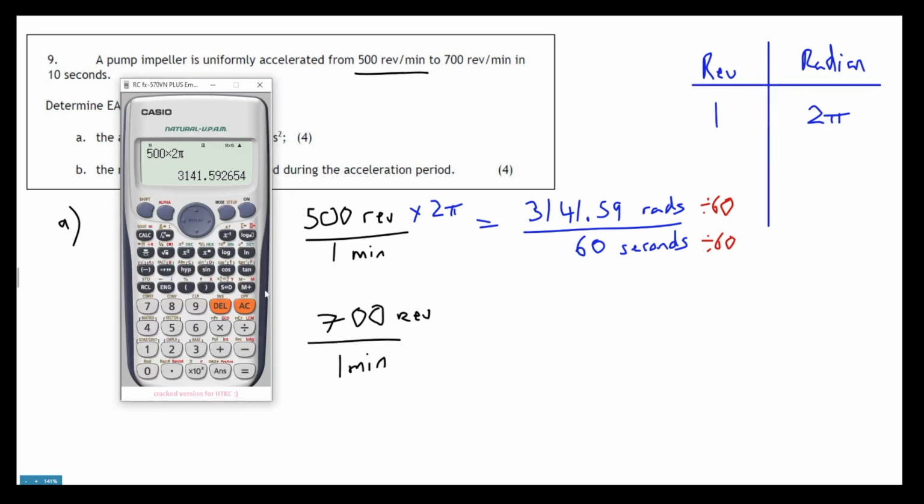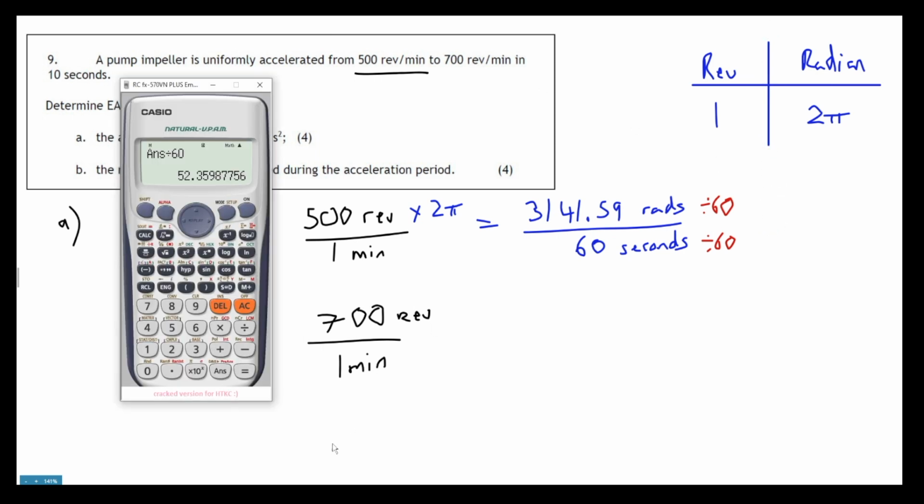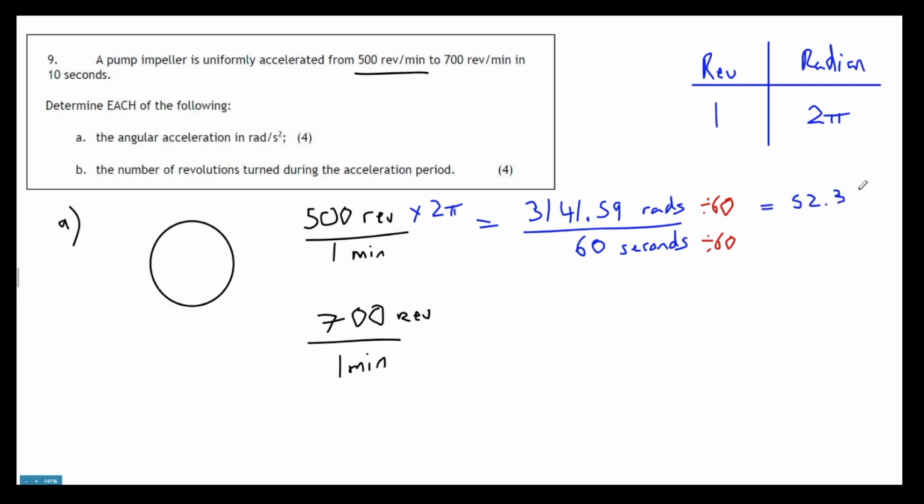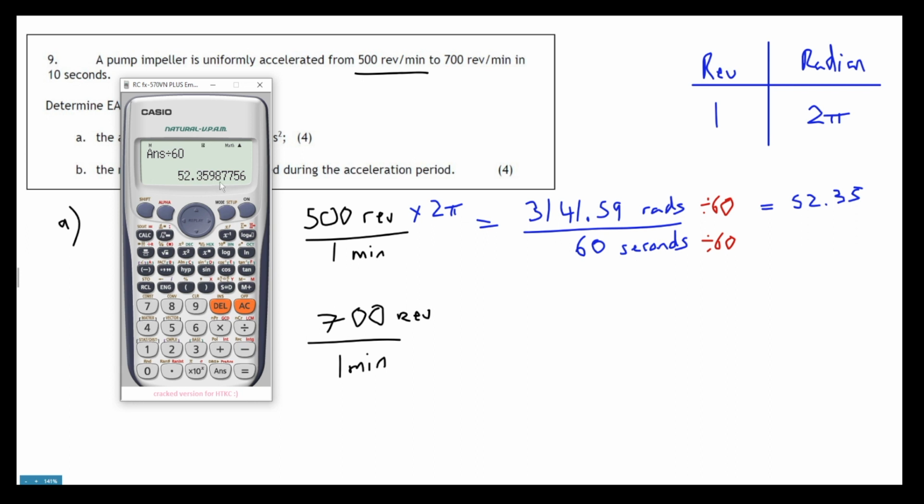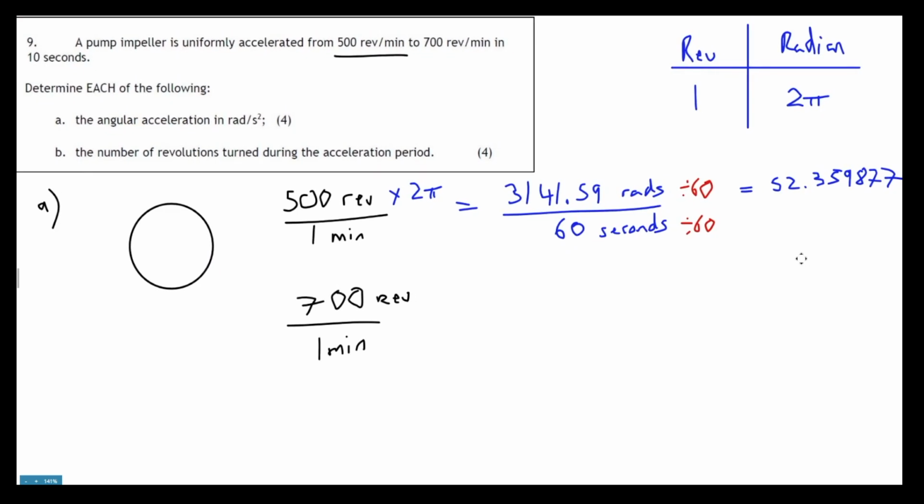Okay, let's divide this by 60. This might not be the best way to do it. There might be a cleaner way to do it, but we'll cover it in future videos. I'm going to do it this way right now because it's working, and then I might do it another way later on. Sometimes you've got to see stuff in multiple different ways for it to make sense. 52.3598. Let's see. 52.35987. All right, cool. That looks good.